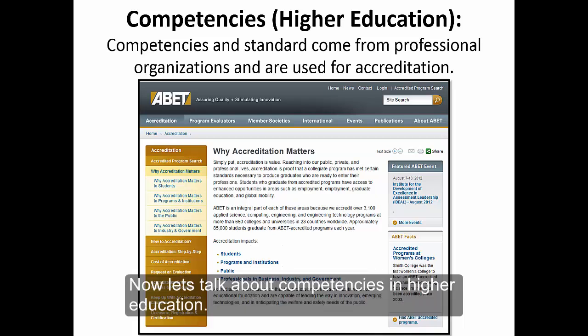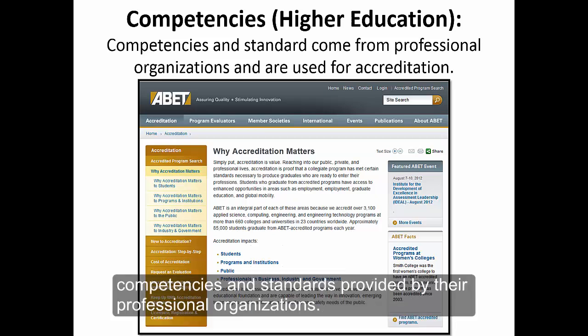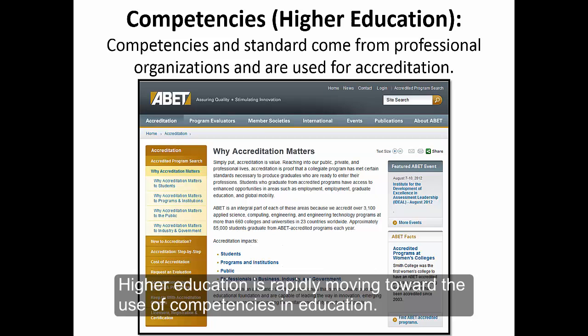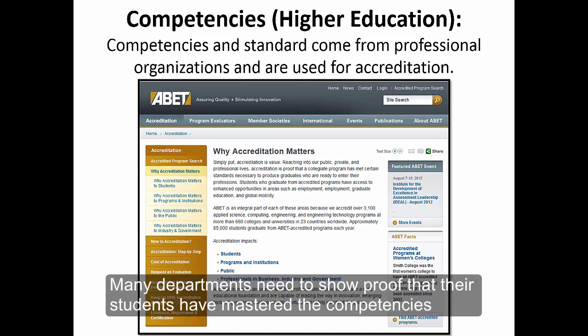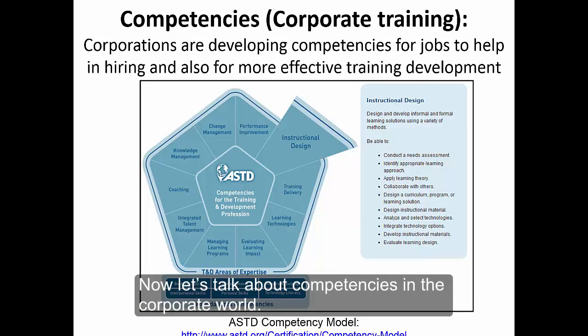Now let's talk about competencies in higher education. Most of the professional schools, such as engineering, nursing, medicine, and education, are very familiar with competencies and standards provided by their professional organizations. Some departments in higher education, however, have little familiarity with the use of competencies and standards. Higher education is rapidly moving toward the use of competencies in education, and many departments need to show proof that their students have mastered the competencies identified by their professional organization to pass accreditation reviews.